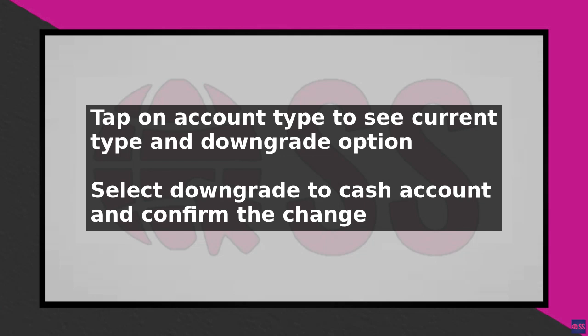If you have a margin account, you will see the option to downgrade to a cash account. Tap on Downgrade to Cash Account. You will be prompted to confirm that you want to change your account type to a cash account.